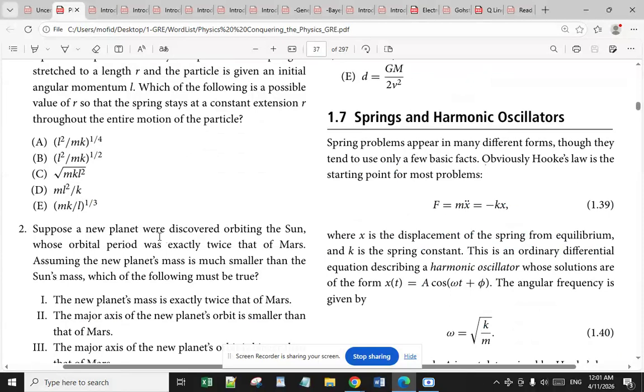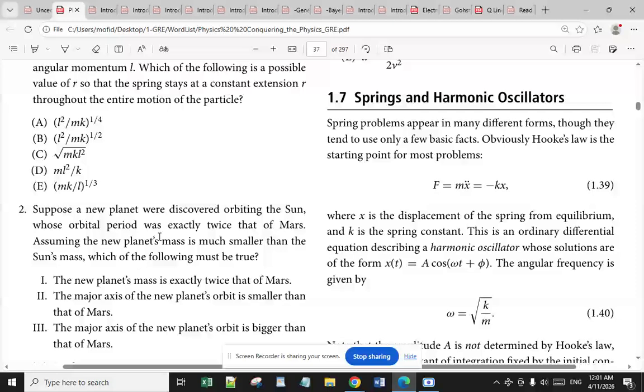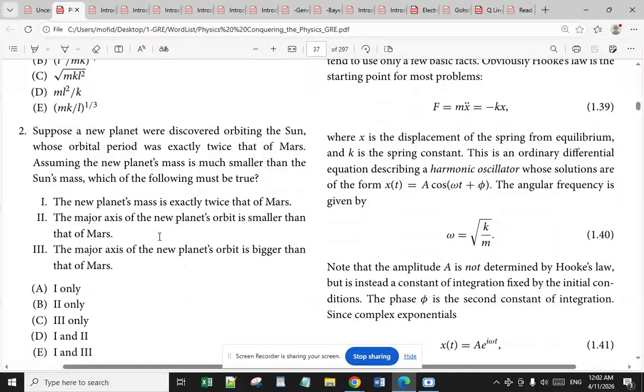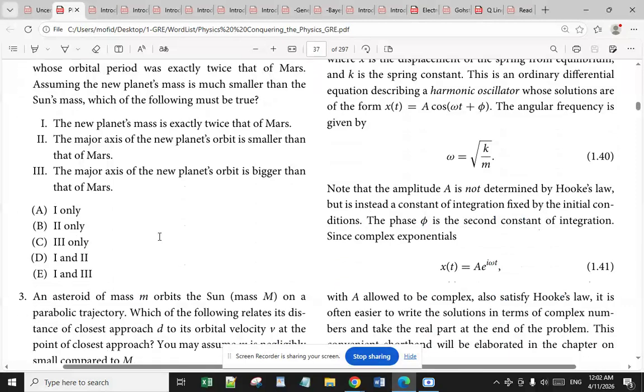minus kx, where x is the displacement of the spring from equilibrium and k is the spring constant. This is an ordinary differential equation describing a harmonic oscillator whose solutions are of the form x(t) is equal to R cos(omega t plus phi). The angular frequency is given by omega is equal to the square root of k divided by m. Note that the amplitude R is not determined by Hooke's law, but it is instead a constant of integration fixed by the initial conditions.